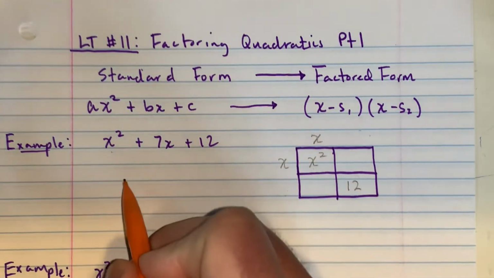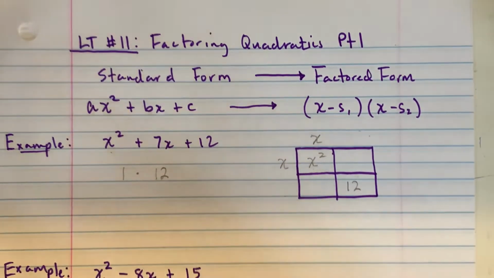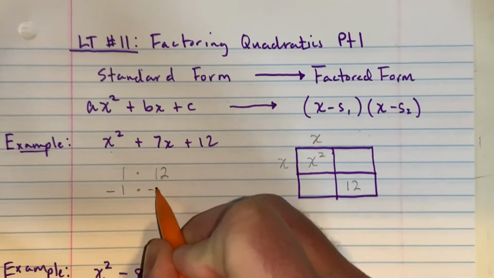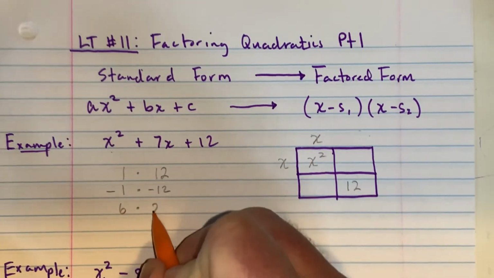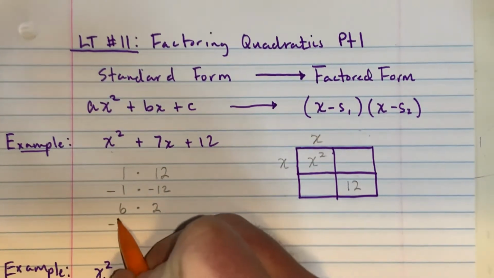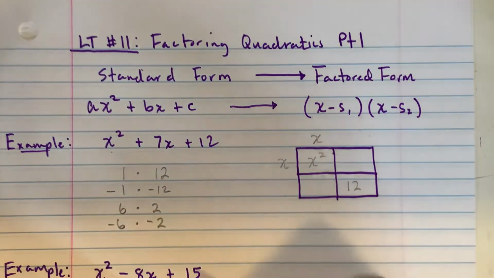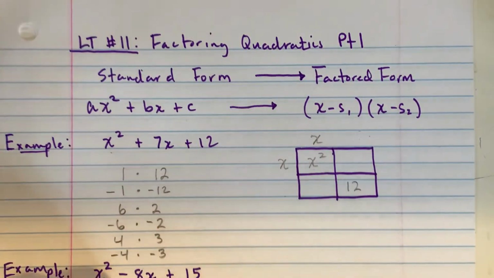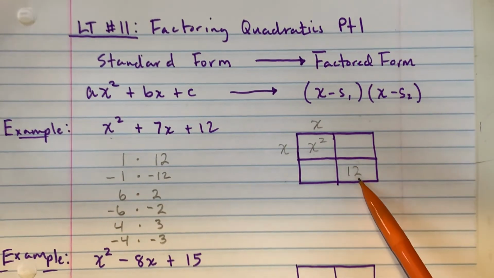So what numbers would give us positive 12 when we multiply? Well, 1 and 12. Another possibility would be negative 1 and negative 12. Another possibility would be 6 and 2. Negative 6, negative 2, because a negative multiplied by a negative is positive. We could do 4 and 3, and we could do negative 4 and negative 3. So those would be all the possibilities that would give us this positive 12.